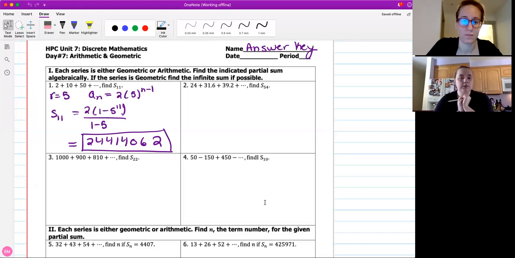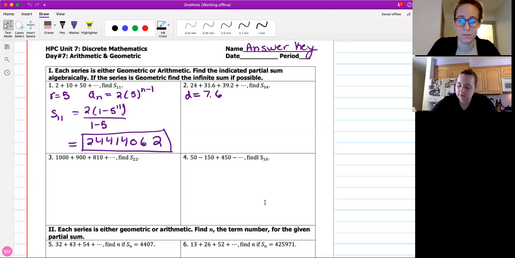Okay. So our second problem here is an arithmetic sequence. So we're using d because we have a common difference. And our common difference for this one is 7.6. If you take the second term and subtract the first term, you're going to get 7.6, and it's the same throughout the whole series.